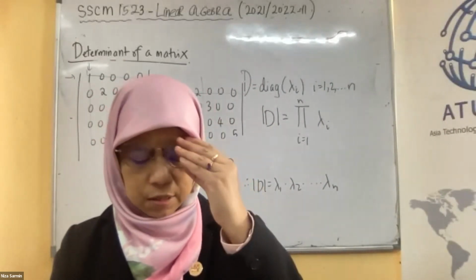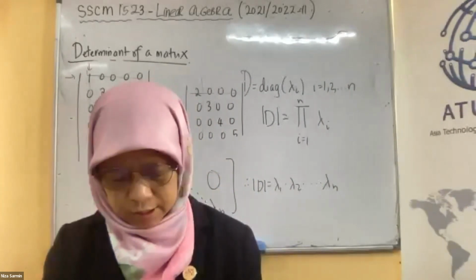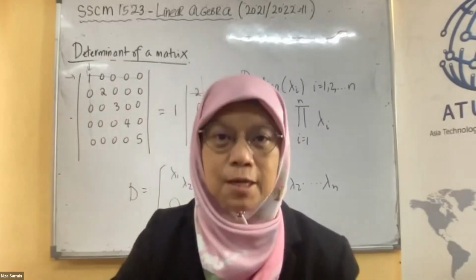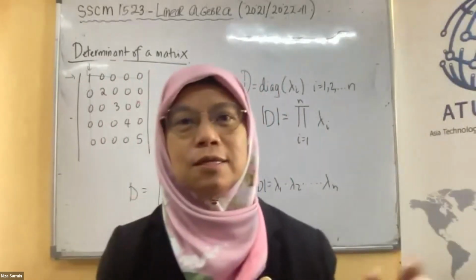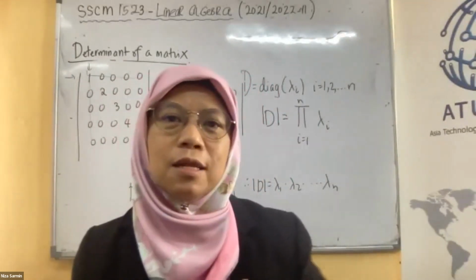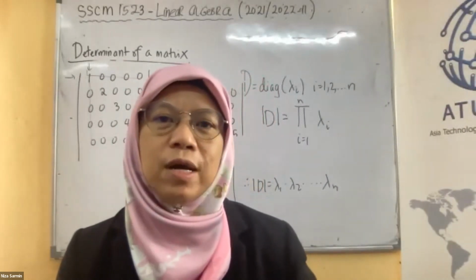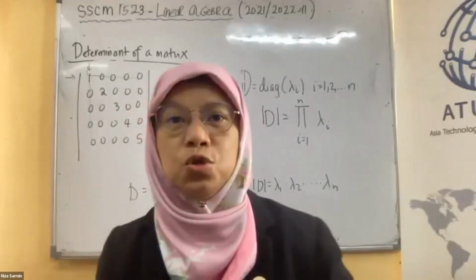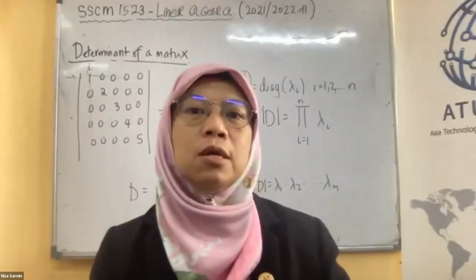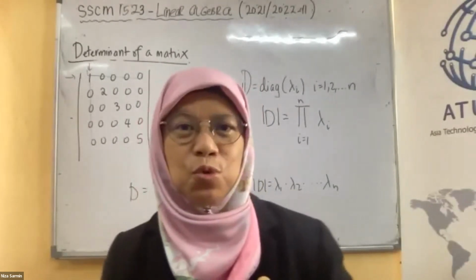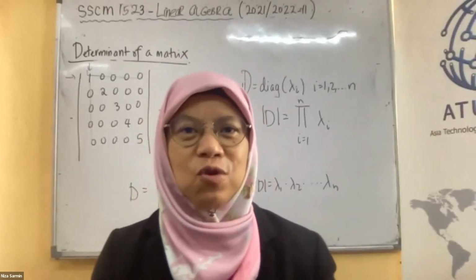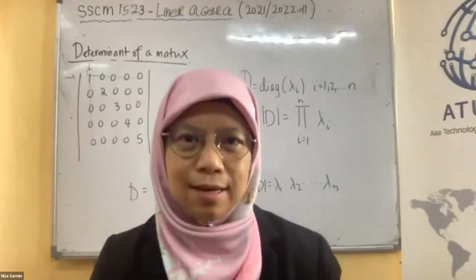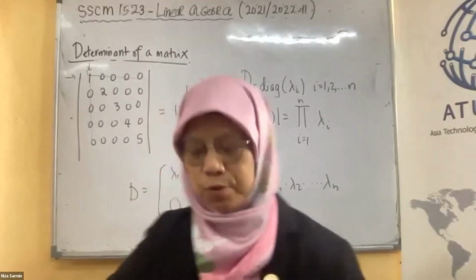Properties of the determinant. Sometimes the question given in the test, in the quiz, or in the final, asks you to find the determinant using the properties. Meaning you cannot use the definition, you cannot use cofactor expansion, row or column. They force you to use the properties, so you need to know and state what property you use.